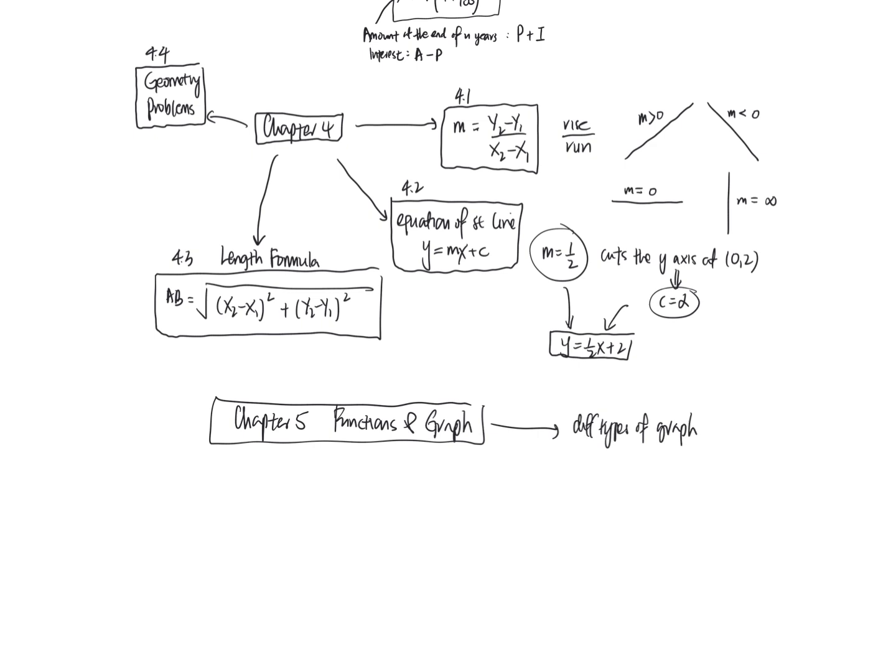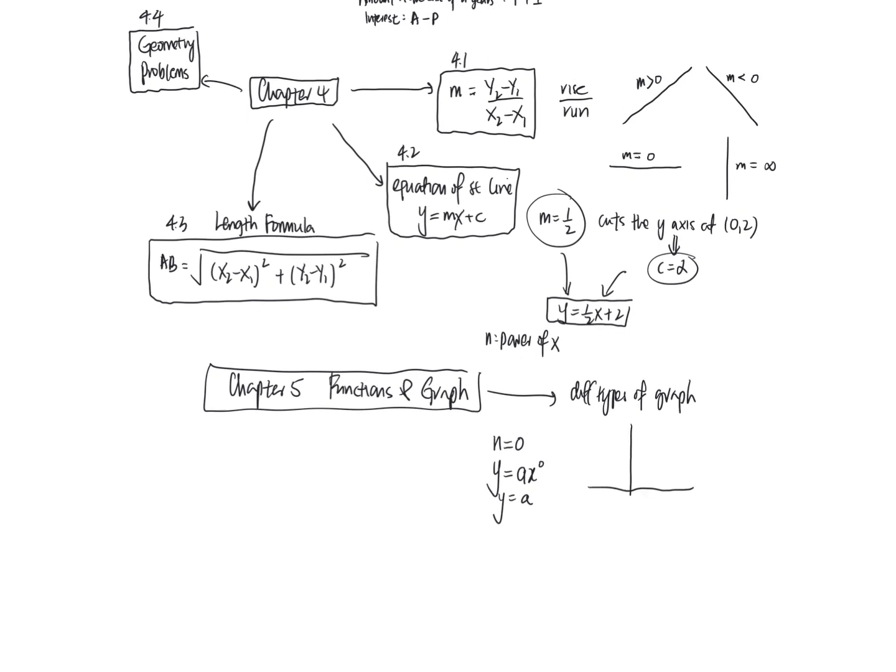So last week I told you we only learn n equals 0, n being the power of x. So n equals 0 is when y equals ax^0, which is a. So when we have y equals a, it is a flat line, horizontal. So this is called y equals a line, when a is positive. But when a is negative, it just falls below. So you just need to remember, if it's positive, it's above, if it's negative, it's below.